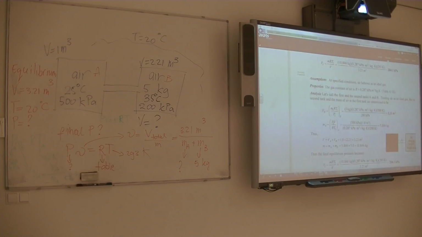So this is the way you have to solve it. I'm not going to do all the calculations, but first you have to calculate the pressure in tank B. Then you have to calculate how many kilograms of air you have in tank A. And then you can answer the second question, the final pressure in the whole system.